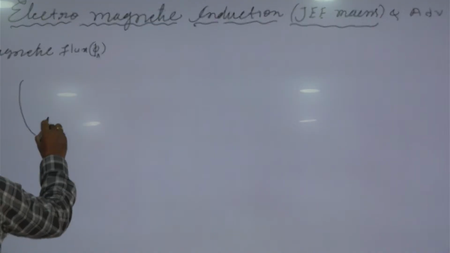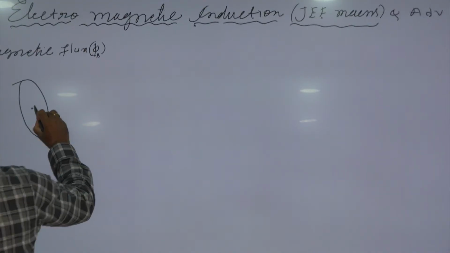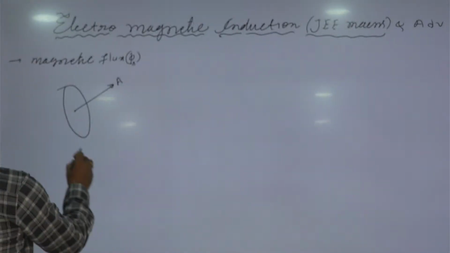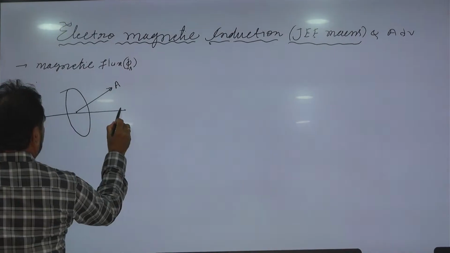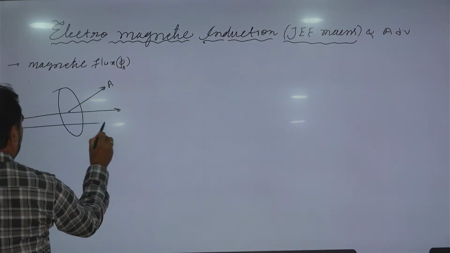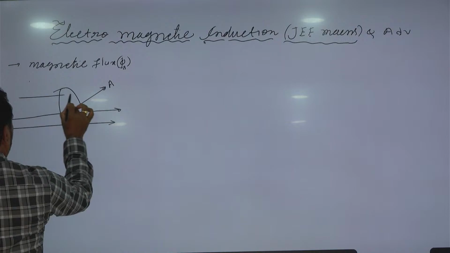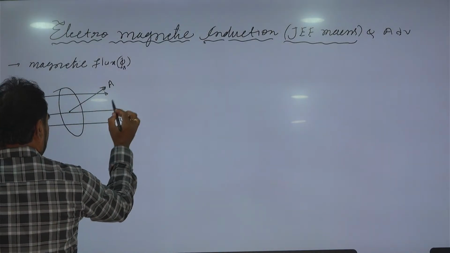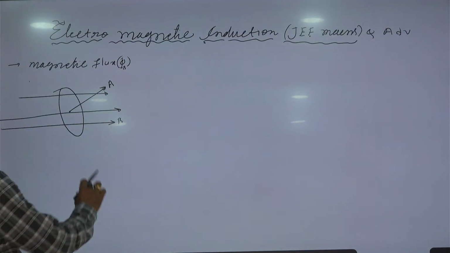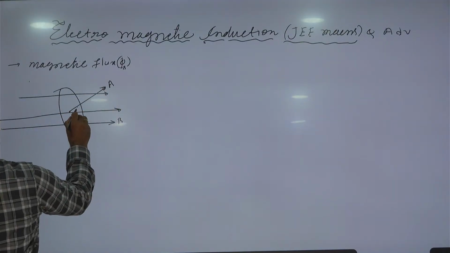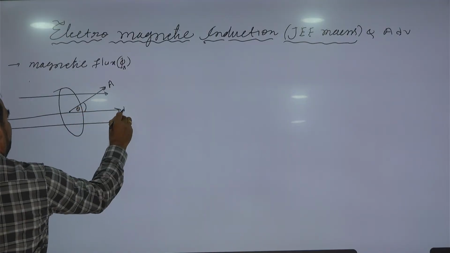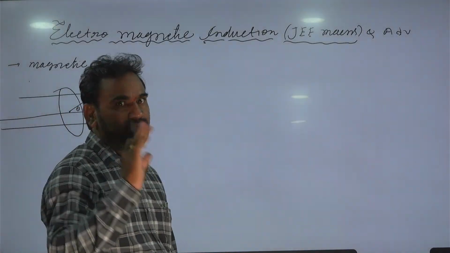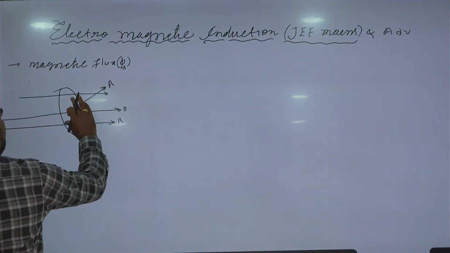This is a surface area, and this is the direction of the area. The magnetic lines of force are passing through this surface area. The magnetic field induction is there. This area vector is making some angle theta with the direction of the magnetic field.